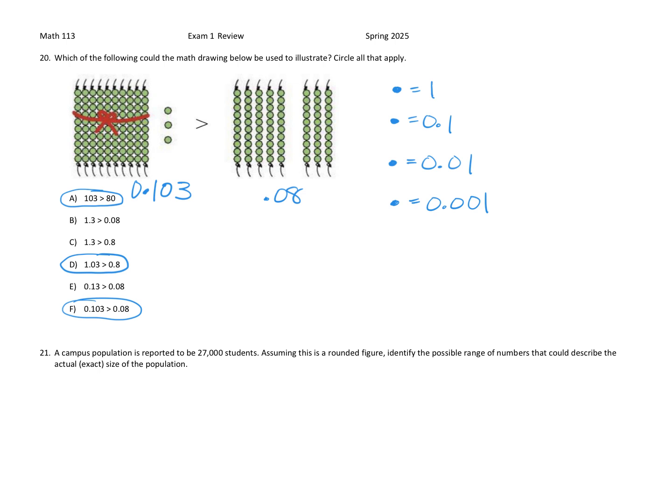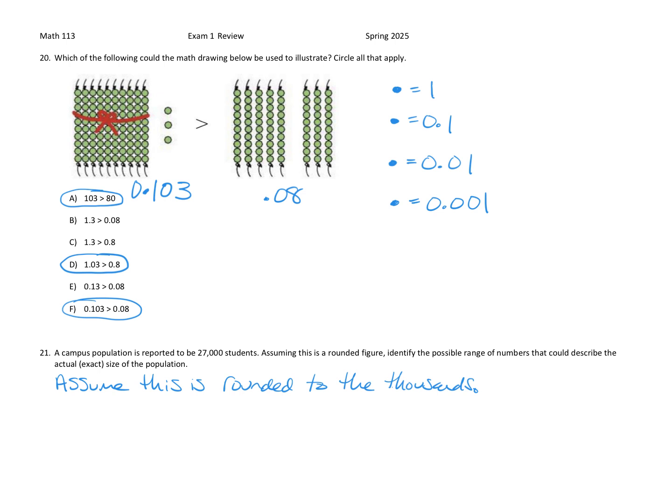A campus population is reported to be 27,000 students. Assuming this is a rounded figure, identify the possible range of numbers that could describe the actual exact size of the population. So I'm going to assume that this has been rounded to the thousands. So you should make explicit if you're making an assumption. So say, assume this is rounded to the thousands.